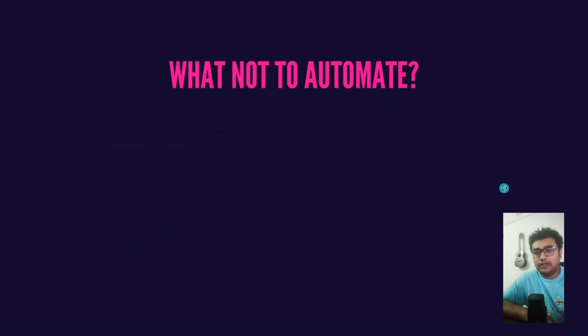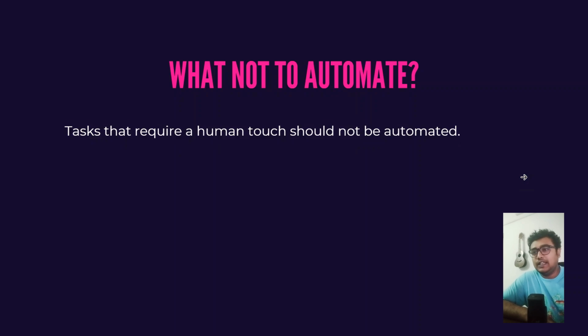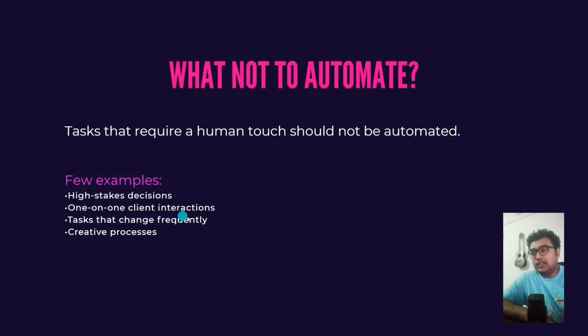What not to automate is equally important, if not more important, because you'll waste a lot of time if you're trying to automate things that should not be automated. Anything that requires the human touch should not be automated. So high stake decisions, one-on-one client interactions, tasks that change frequently, and the creative process.